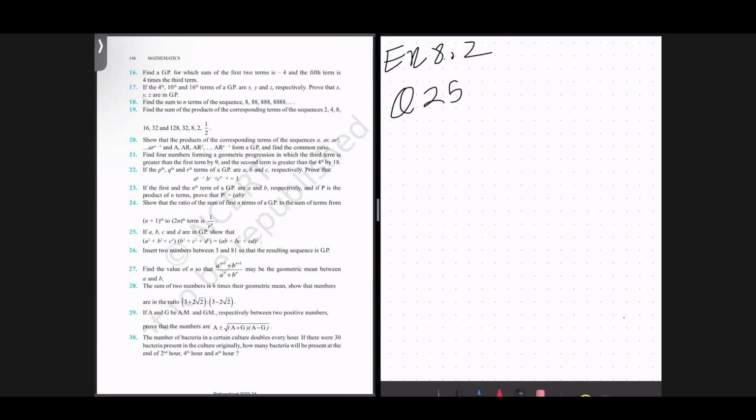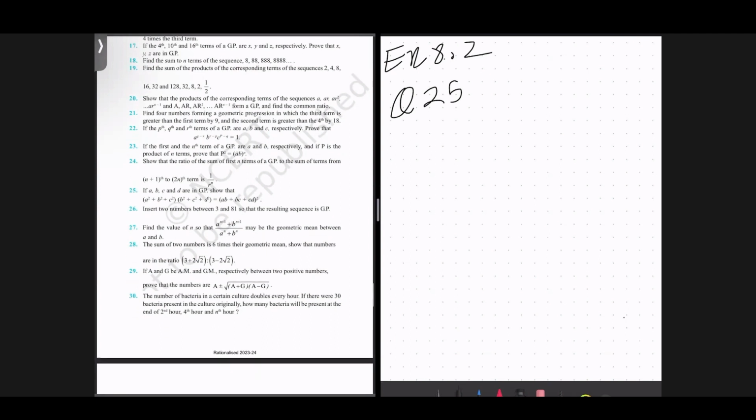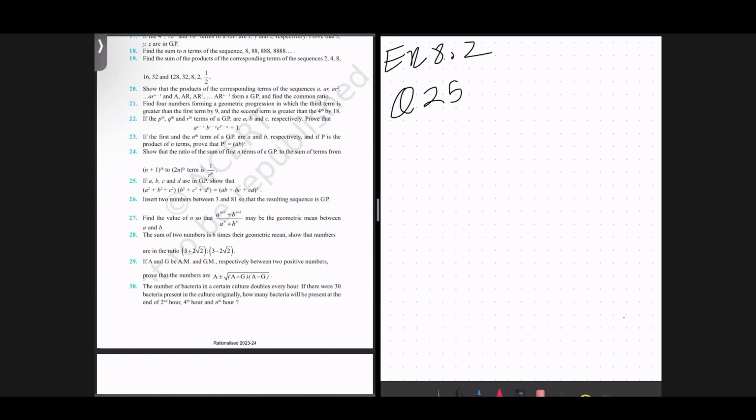Moving on, question number 25, right? If a, b, c, and d are in a GP, show that (a square plus b square plus c square) into (b square plus c square plus d square) is equal to (ab plus bc plus cd) the whole square, right?